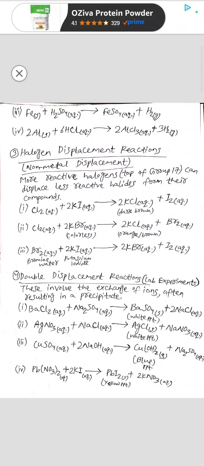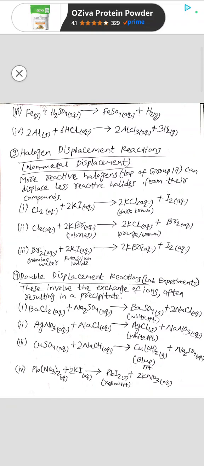Another example is Cl2 plus 2KBr. Obviously Cl2 is more reactive than bromine. So Cl2 displaces bromine from potassium bromide to form potassium chloride and bromine. Potassium bromide is colorless. The colorless solution changes to an orange or brown color. So these are the examples of halogen displacement reactions.